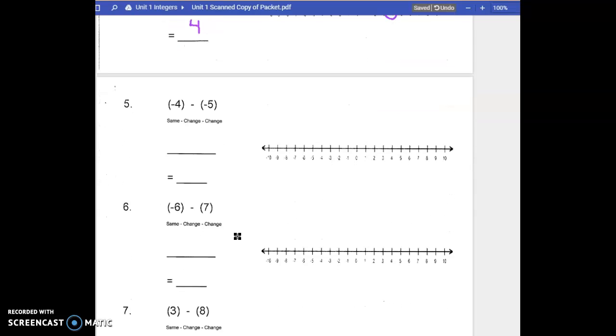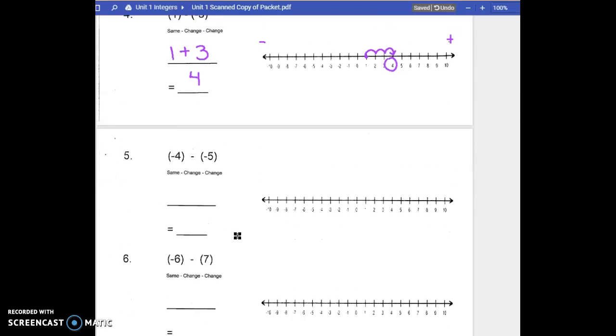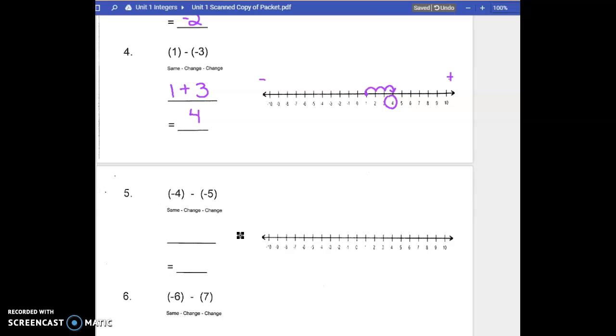Okay, we're going to look at number 5 now. Number 5 is -4 subtracting -5. And again, we're going to change this to an addition problem, or adding the opposite, by doing same, change, change. So -4 is going to stay -4. It's going to stay the same. I'm going to change this from subtraction to addition. This is a negative 5 inside my parentheses, I'm going to change that to a positive 5, which is the opposite of negative 5. Again, now I'm going to go to my number line now that I have it set up as an addition problem.